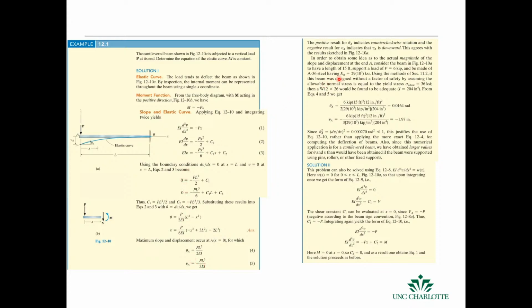Okay, and then we can put in the numbers and actually calculate the slope and the deflection. In this case, the slope is at A, which is at the tip of the beam, this theta A. It's 0.0164 radians. And then this deflection here is about 2 inches for this beam of length L.